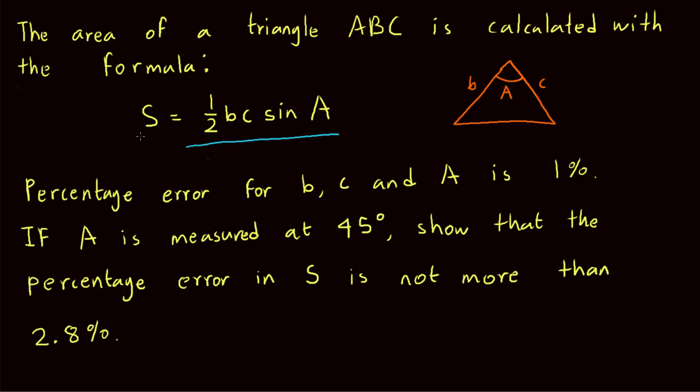We're given the area of a triangle here. S refers to the area. B and C are sides of the triangle, which I've labeled right here, and A is the angle between B and C. They said the percentage error for B, C, and A is 1%. Now, if A was measured at 45 degrees, we have to show that the percentage error in S is no more than 2.8%. So how do we do that?